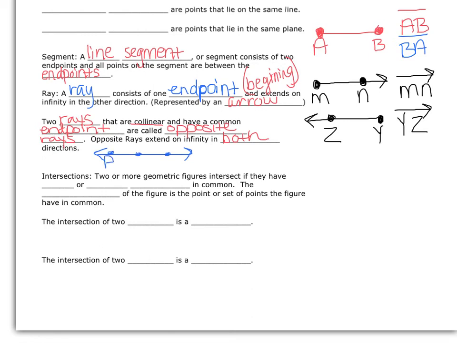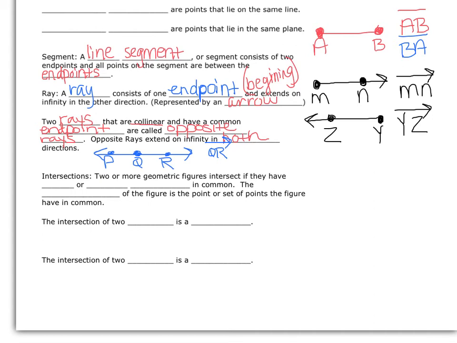So we could say P, Q, R. Now if I asked you to name two opposite rays, you would need to start with the letter in the middle. So we're going to start with Q, and then we're going to go in one direction. So QR. This is one ray. Make sure your arrow's going towards the R.